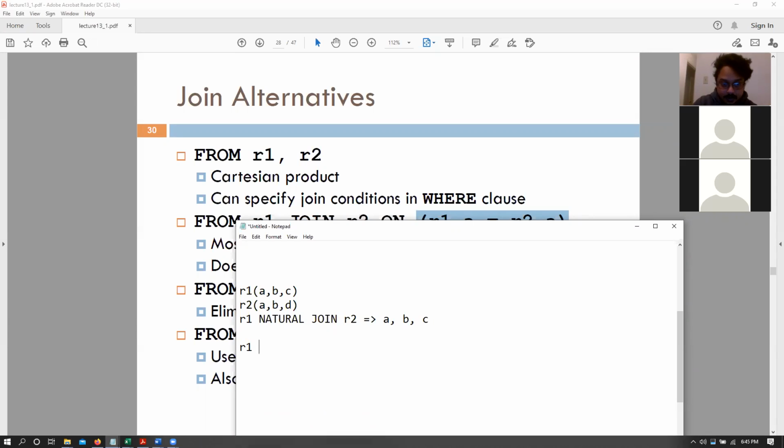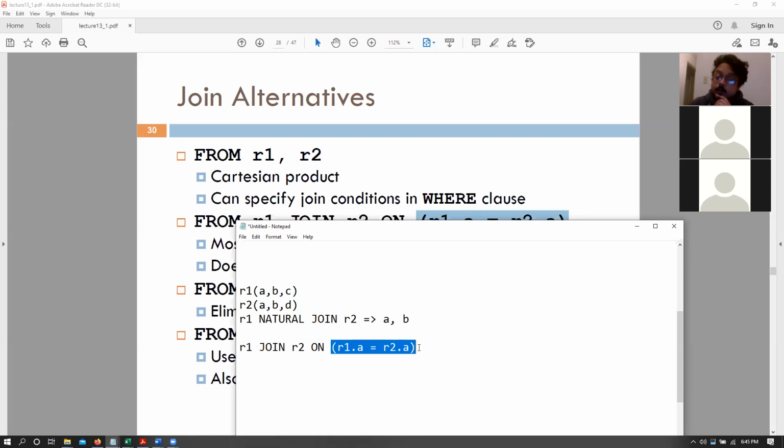Now, if we say R1 join R2, but let's say that we do not want both A and B. So we said that this was both A and B, right? So let's say that we do not want A and B to be used to correlate the tables. Let's say that we just want to use A. Natural join will not allow us to do that. But if we use the on operator, we can say R1.A equals R2.A, right? So that is where your on operator or your theta join comes into play.